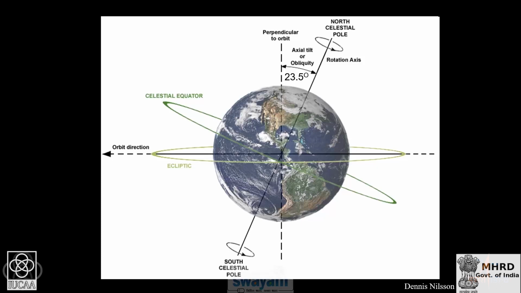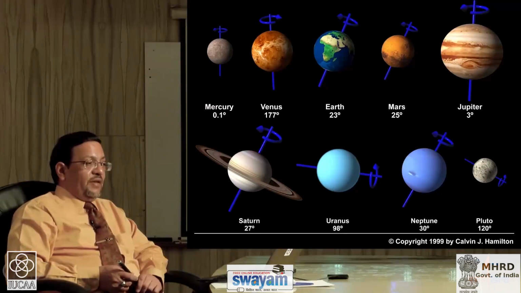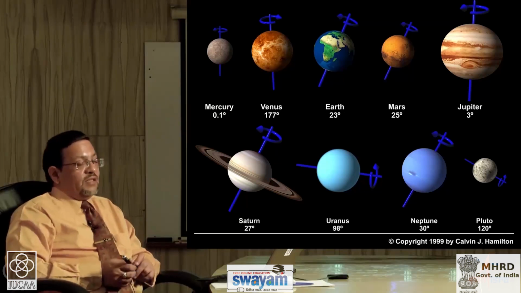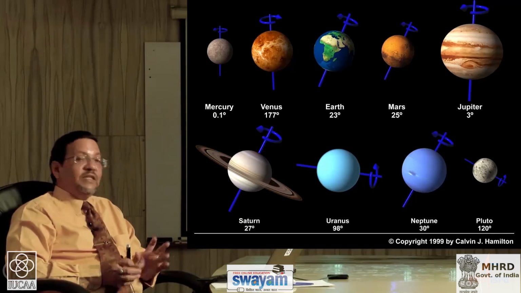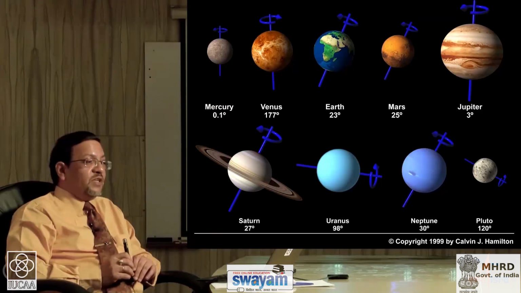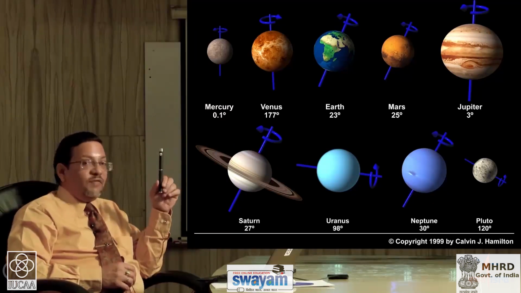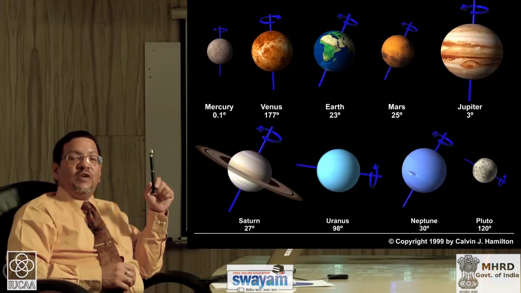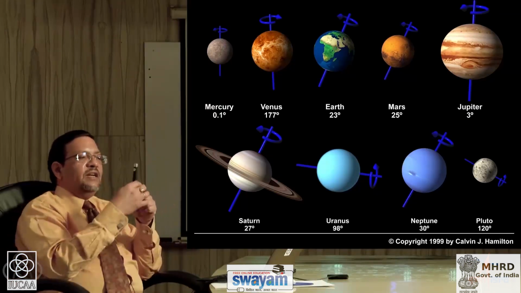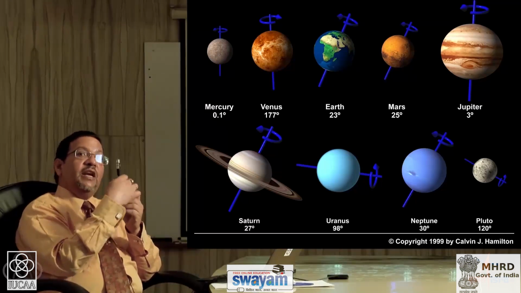And if you want to look at the tilt of the other planets, this is how it looks. The tilt of Earth, Mars, and Saturn are somewhat close by, about 25 degrees. But if you go to a planet like Jupiter, it is almost vertical. And if you go to a planet like Venus, it is almost 180 degrees, which in turn means that it is not moving the way all the planets are moving, it is moving in retrograde.